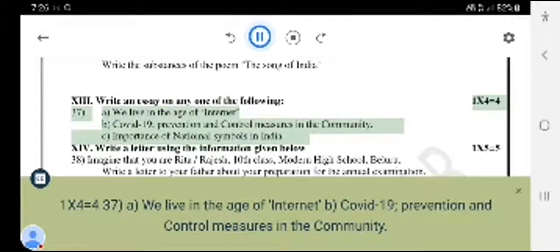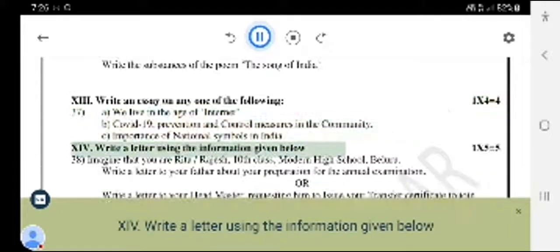37. A. We live in the age of the Internet. B. COVID-19: prevention and control measures in the community. C. Importance of national symbols in India.